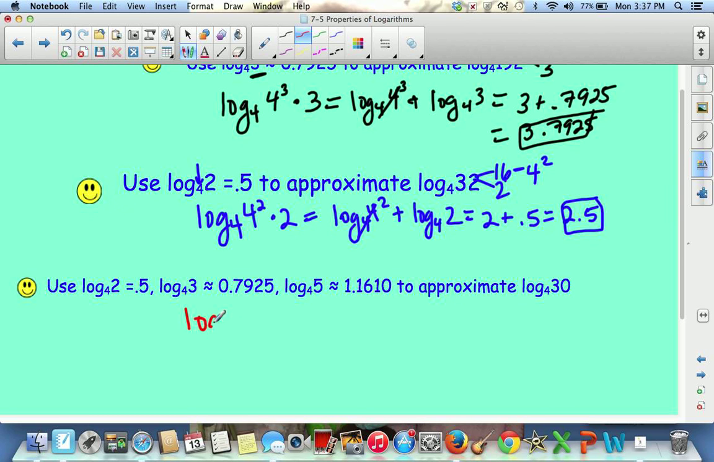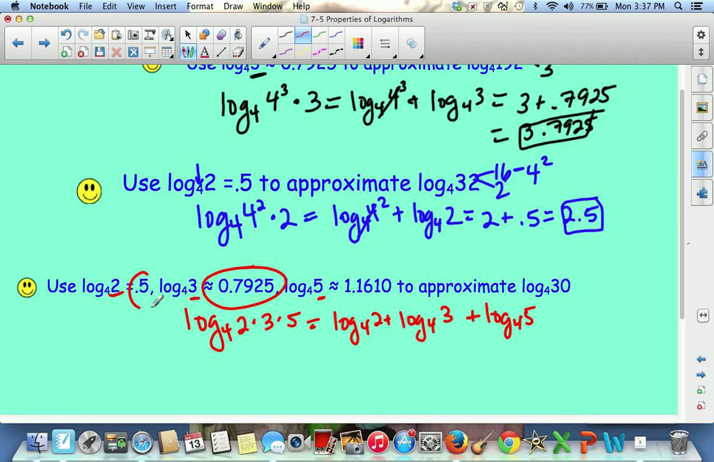So what I came up with was log base 4. I could take these numbers here, 3, 2, 3, and 5, and multiply them, and I would get 30. So then that would leave us with log base 4 of 2 plus log base 4 of 3 plus log base 4 of 5. And then we can just go ahead and add all of these numbers up. So why don't you take a moment to do that?